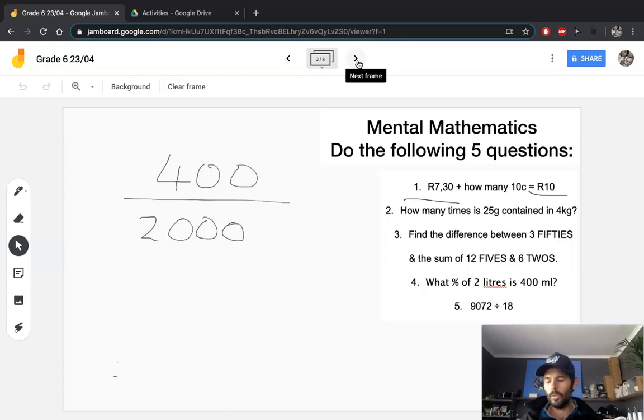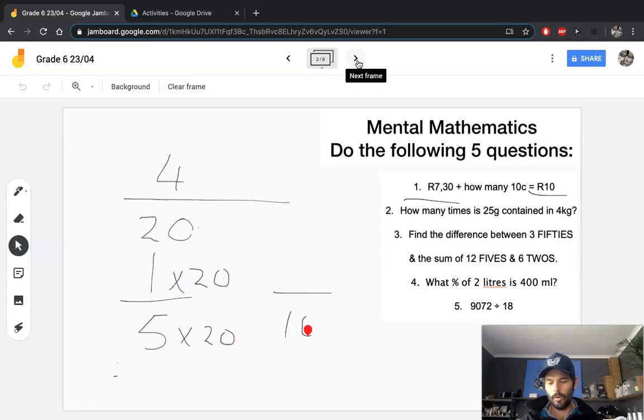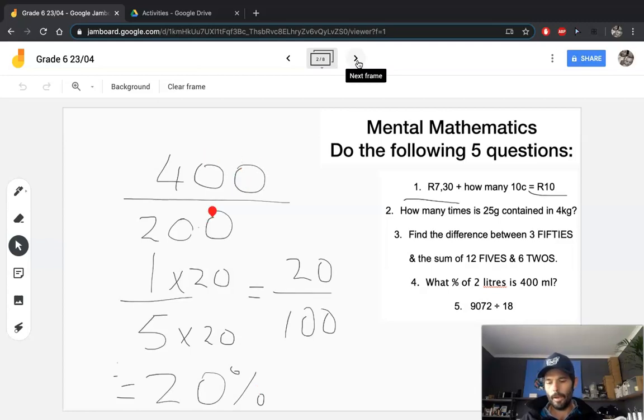Okay, the first thing I would do is I would divide both numbers by 100. So it gives me 4 over 20. I can then simplify 4 over 20 to 1/5. And what percentage is 1/5? Well, if I wanted to work it out, I'll need to get it out of 100. So that's 20 out of 100, which equals 20%. If you were able to recognize from there that 400 over 2,000 is 1/5, and then convert that to a percentage, great. No problem with that whatsoever.